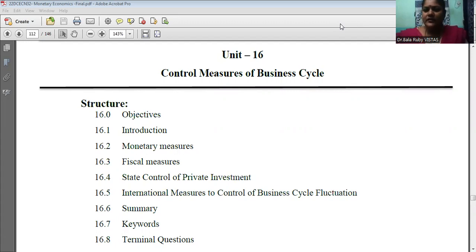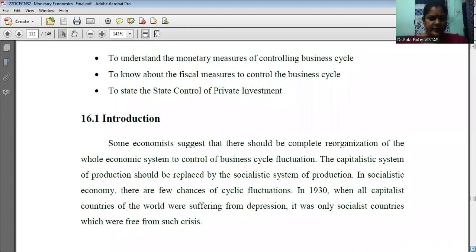Students, in today's class, we are going to discuss how to control the business cycle. What are the measures we have taken to control this business cycle? Initially, we are going to discuss monetary measures as well as fiscal measures, and what are the state control of private investment as well as international measures to control business cycle fluctuation. So, in this way, we are going to discuss in today's class, right?